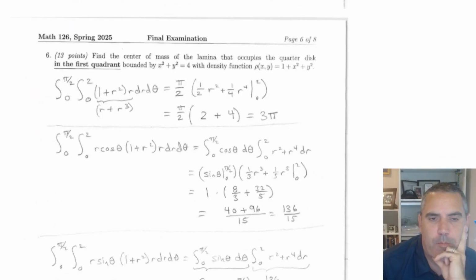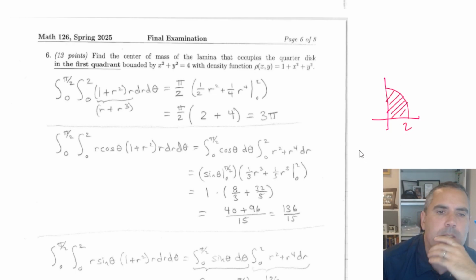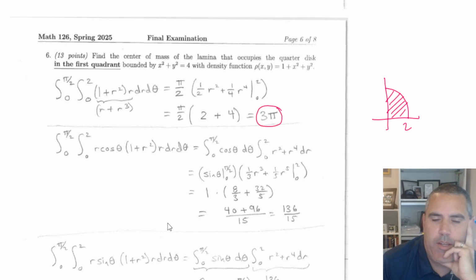Then we had a center of mass question. It says that the region is in the first quadrant, and it's a circle. So I would immediately do polar. And that's 0 to pi over 2 and 0 to 2. So the rest of the problem becomes calculation. I would have probably done the density first and seen that it's 3 pi. And then I would have picked the other one.